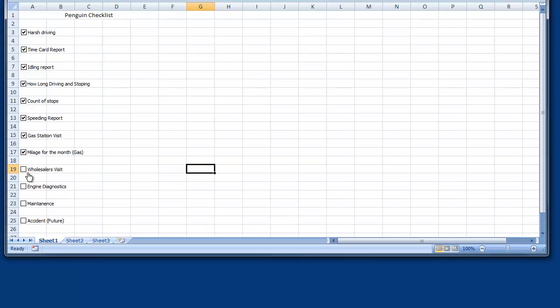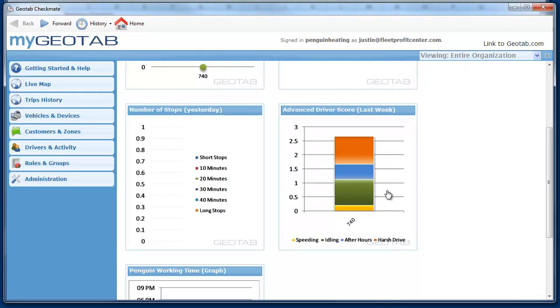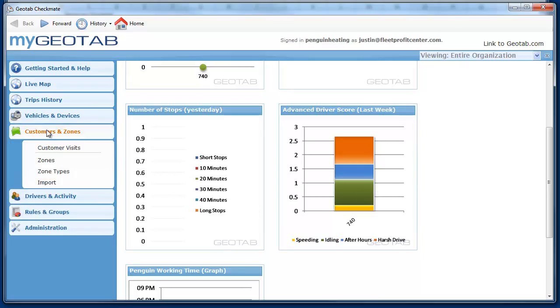All right, so next we're going to look at wholesaler visits. Now, wholesalers are, again, in the systems just defined as zones, just like the co-op gas stations. However, I made a different report because you were interested in seeing the number of times the vehicles were stopping at each particular wholesaler, which is different than just stopping at any co-op gas station.